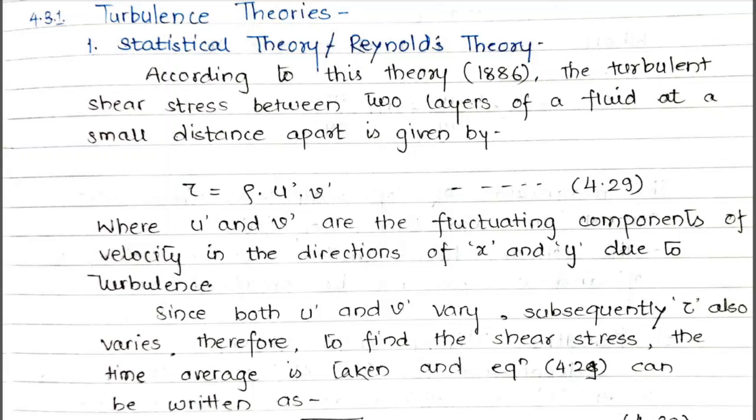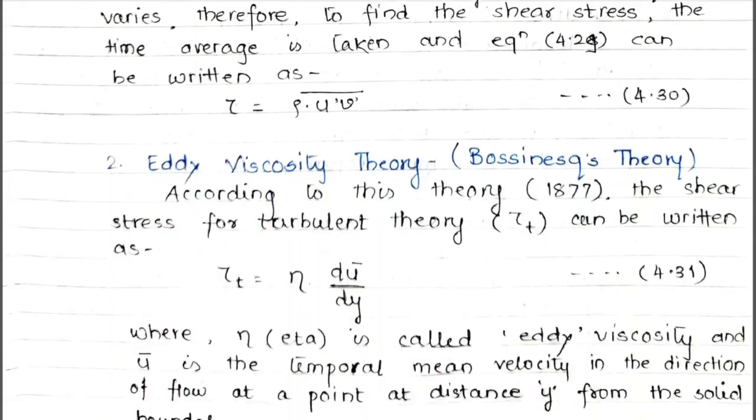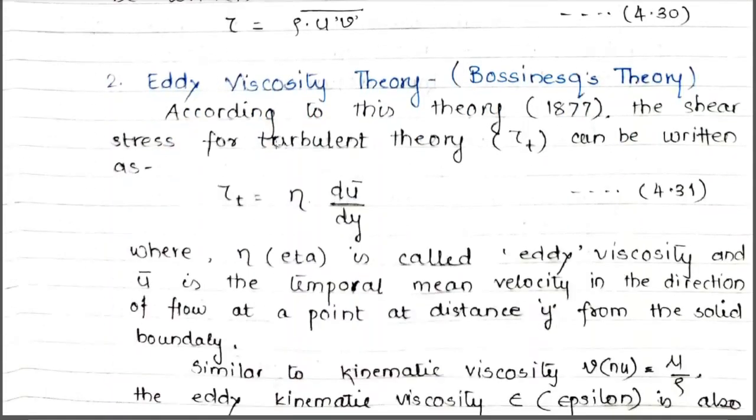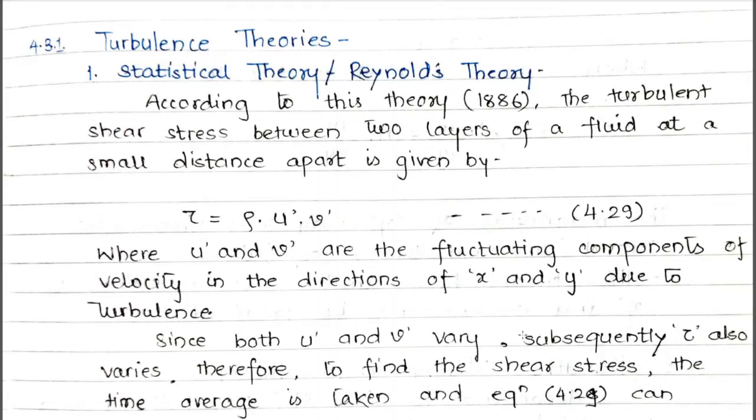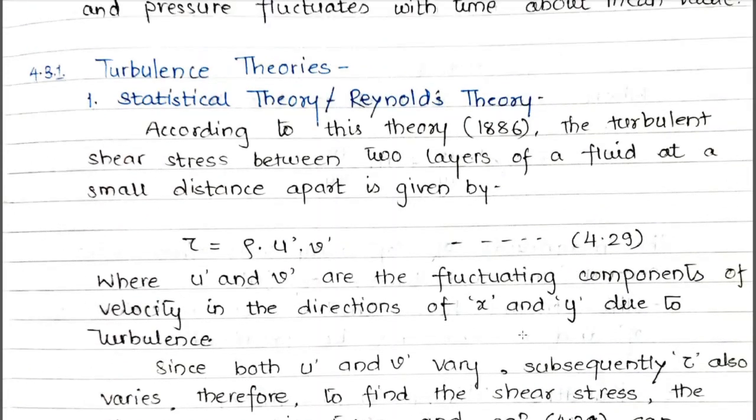Therefore, to find the shear stress, the time average is taken and the above equation can be written as tau is equal to rho u v bar. So this is the expression given by the Reynolds theory for the shear stress.